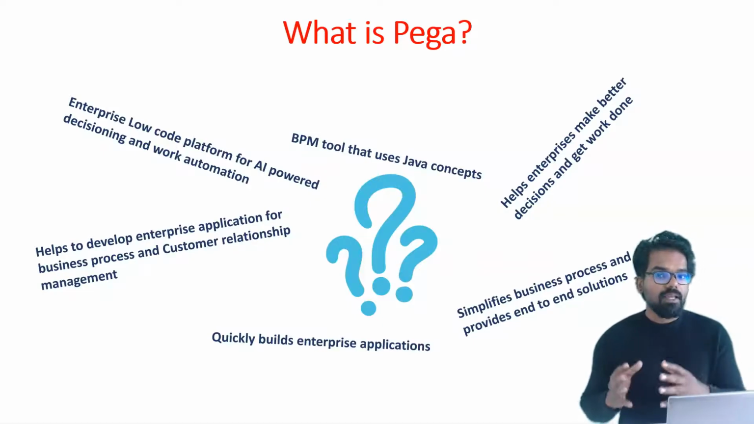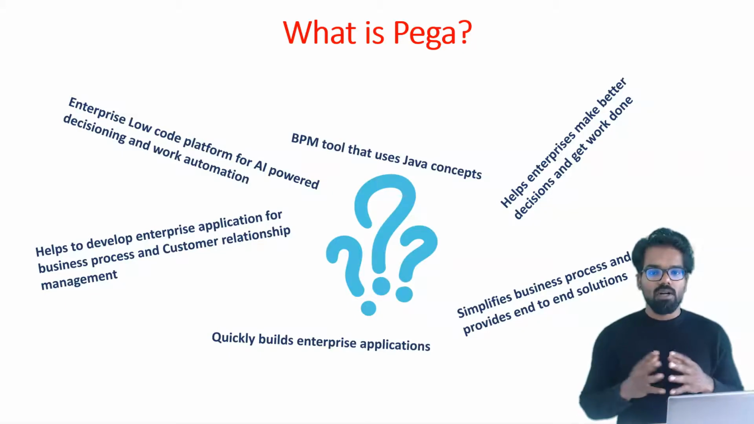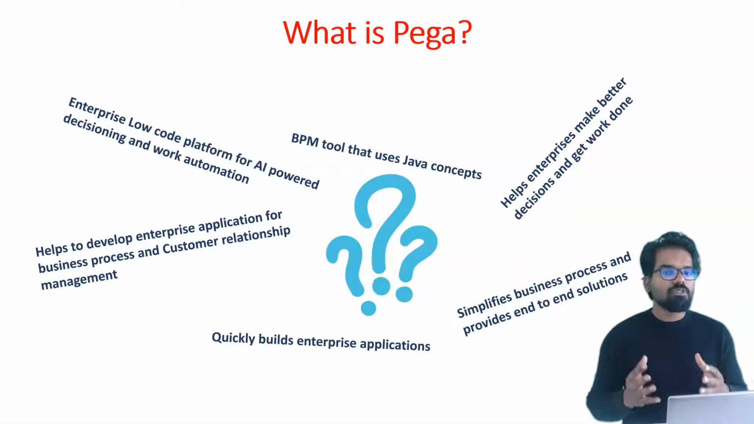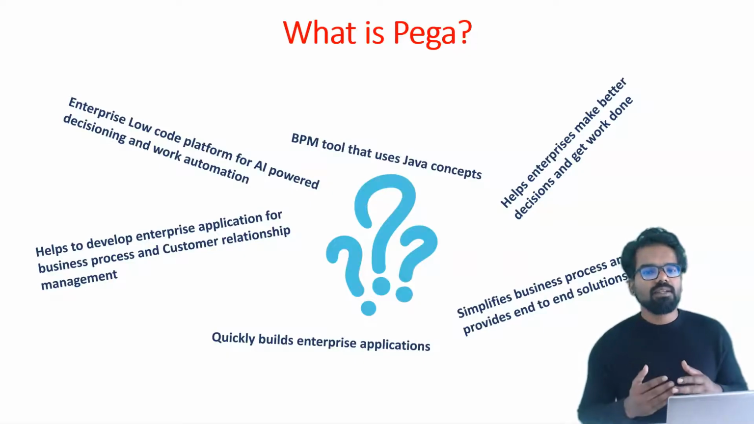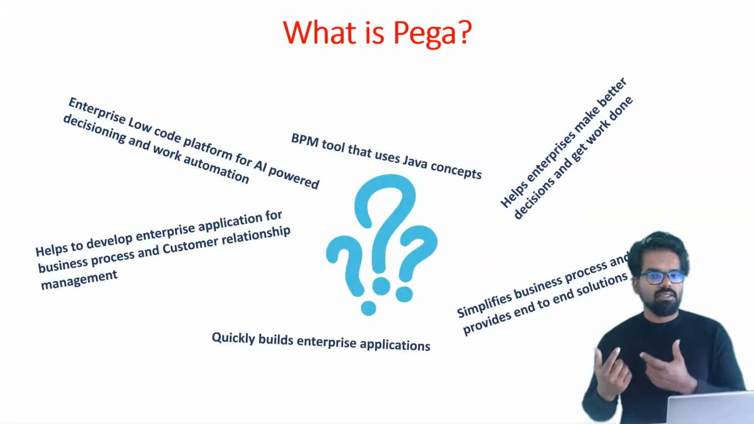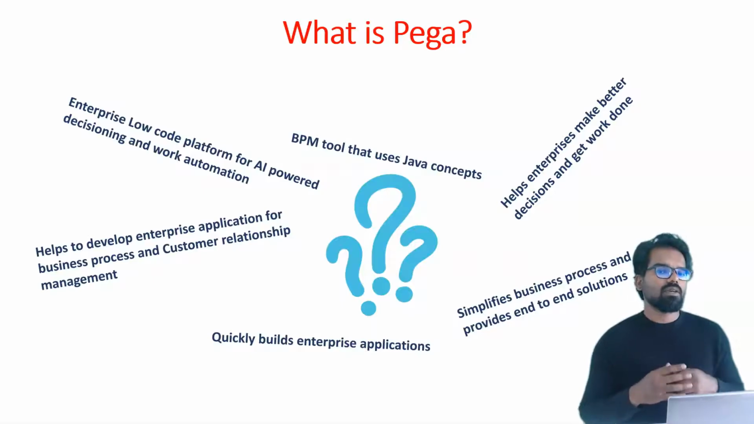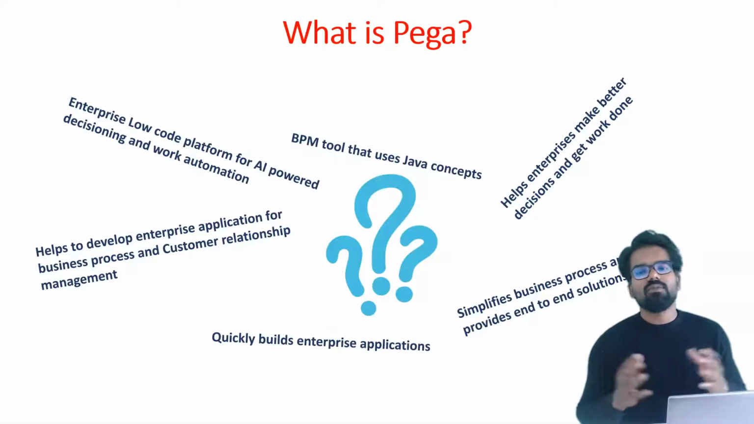Some say Pega is a BPM tool that uses Java concepts. Some say it helps to build enterprise applications. I have my own definition. I would say Pega is a software that helps with the business process. There are two terms here. One is a software and the other is a business process. First, let's look into the software terminology.